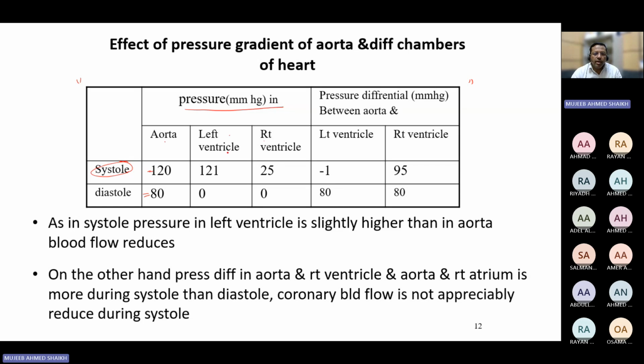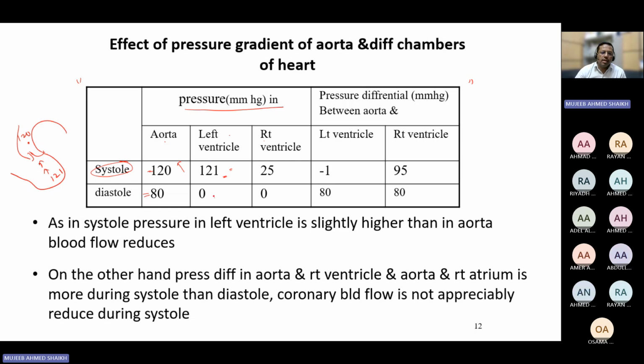What is the pressure in left ventricle during systole? 121. Why is it more? To exceed the pressure of the aorta. Yes, to open the valve, if you remember, the aortic valve will open if the pressure here should be more than the pressure here. So if it is 120 here, it should be 121 or plus. Then only it will open the valve, right? So that's why there is more pressure here during the systole. Left ventricular pressure is 121 to open the aortic valve.